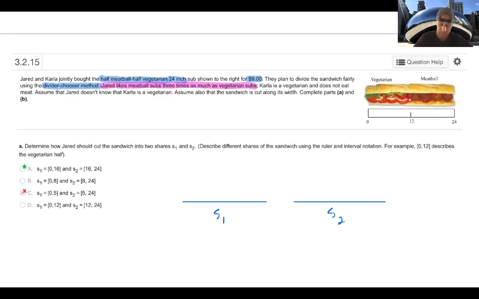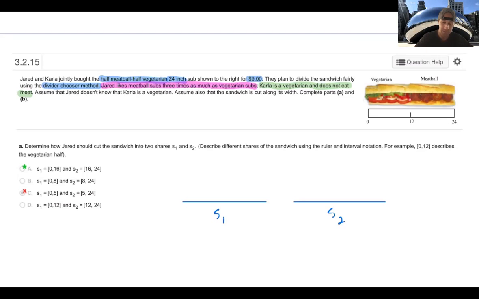And then it goes on to say that Carla is a vegetarian and therefore does not eat meat. So you think it would be kosher to just cut it right in half, and one has the meatball, one has the vegetarian. However, remember there are some rules in place with a lot of these things, and it's that no previous information is known to either person. So there's no unfair advantage.